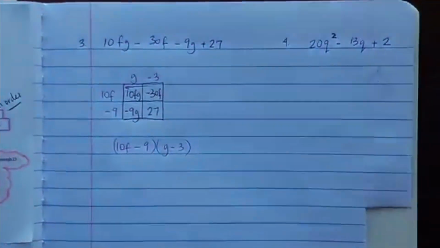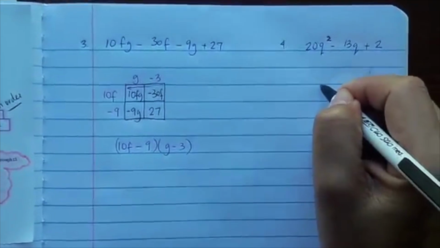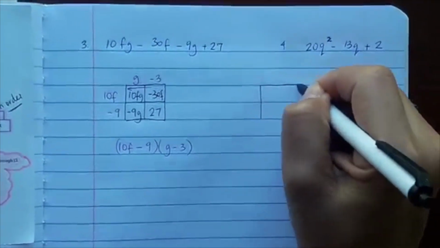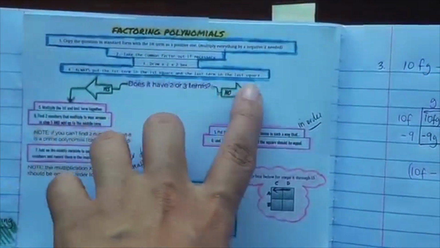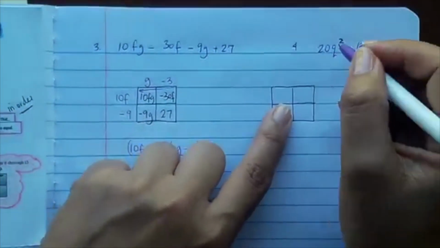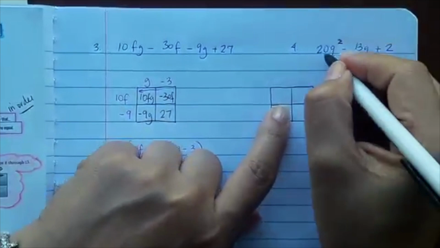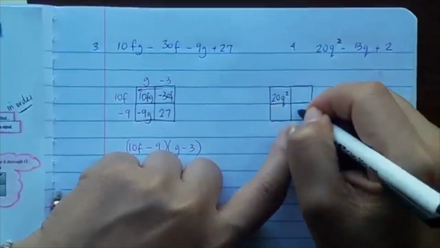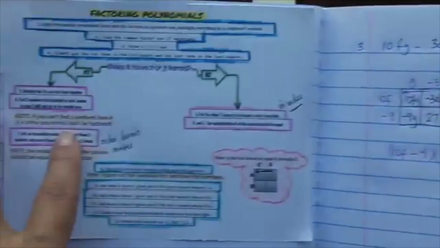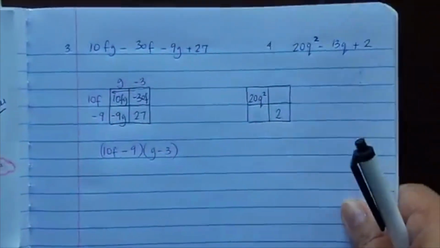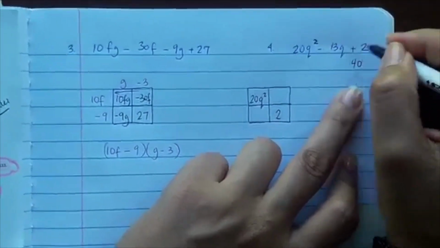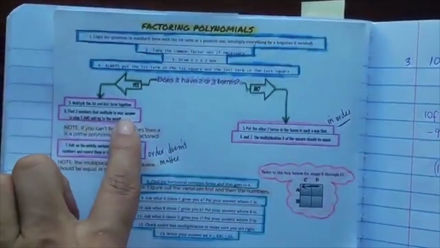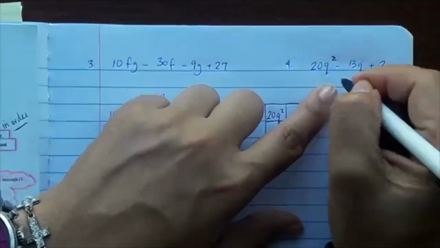Alright, so again, 3 terms. This time I'm going to show you how to find the 2 numbers without a calculator, because sometimes this can get really lengthy. Alright, so again, 2 by 2 box. First term in the first box, last term in the last box. And then you need to find 2 numbers that multiply to, okay, so again you have to do the first term times the last term. So 20 times 2, which is 40. So 2 numbers that multiply to 40 and add to negative 13, the middle term.